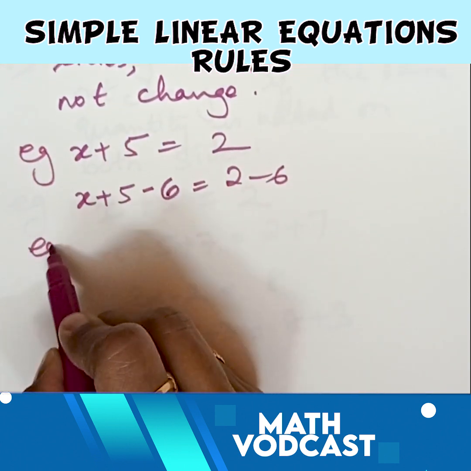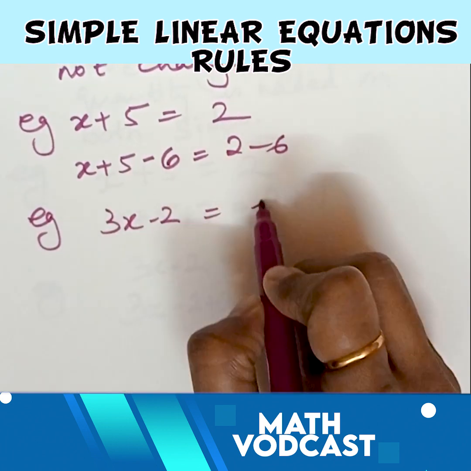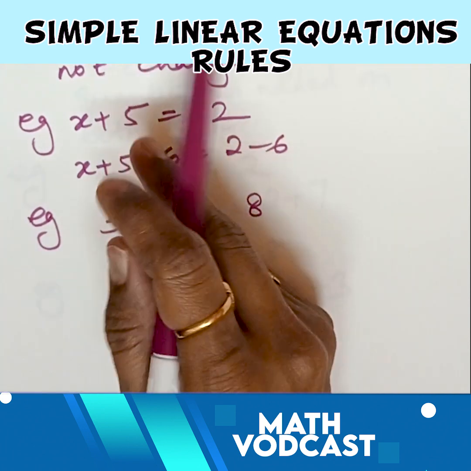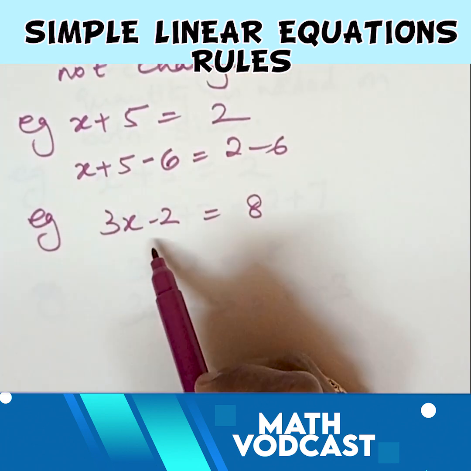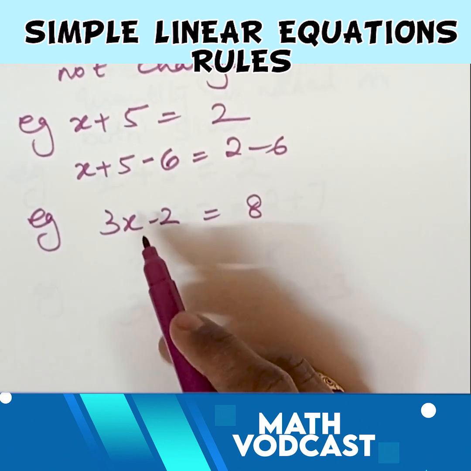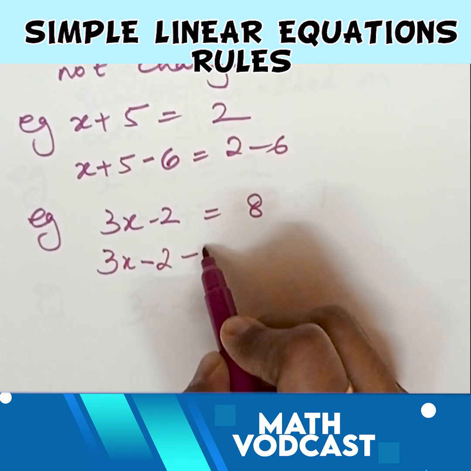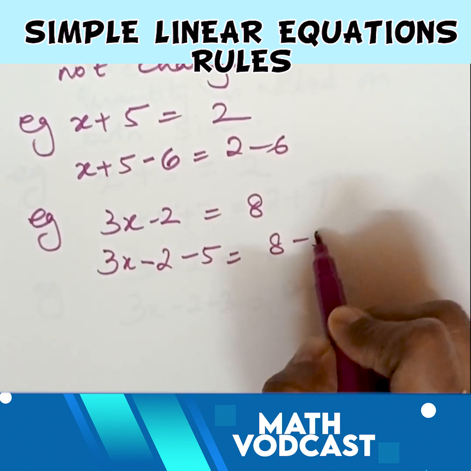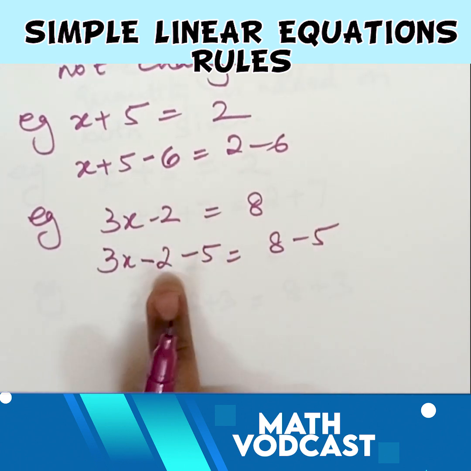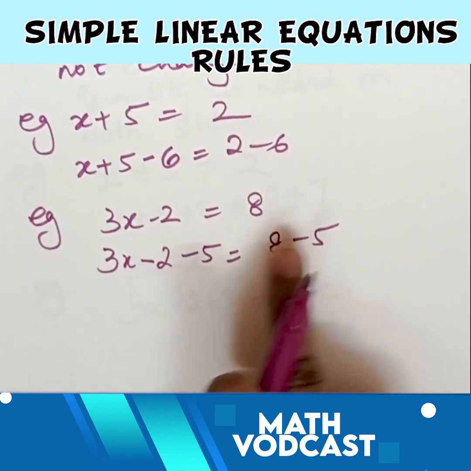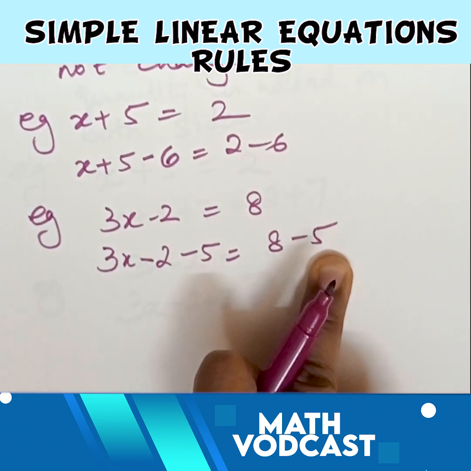Let me show you another example. Suppose it is 3x minus 2 is equal to 8. And what does the rule say? A given number is subtracted. So let me take a number, maybe 5. So I'll say 3x minus 2 minus 5 is equal to 8 minus 5. So the equation will remain the same because I'm subtracting 5 on one side as well as on the other side. I hope both the rules are clear.